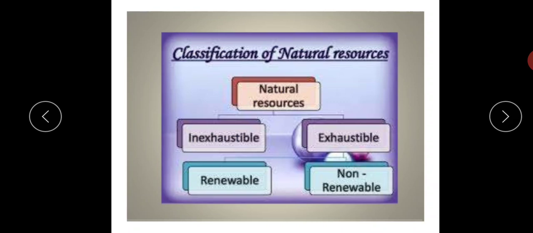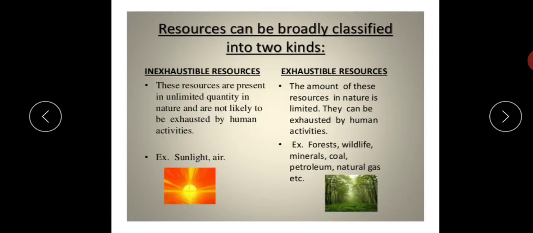How are these natural resources classified? Natural resources are classified as inexhaustible and exhaustible. Inexhaustible resources can further be of two types, that is renewable and non-renewable. So resources can be broadly classified into two kinds: inexhaustible resources and exhaustible resources.